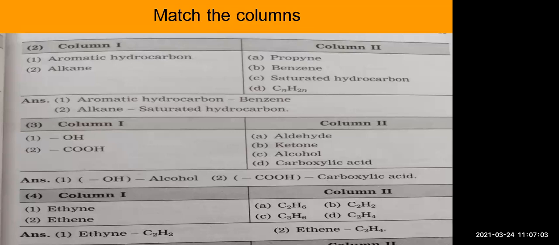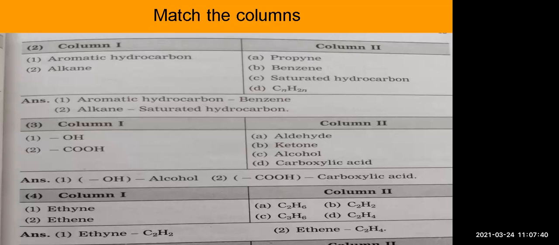Then comes the alkane. Now alkane means ANE, that is containing single bonds. It contains single bonds and the formula is CnH2n+2. Propyne is not an alkane because YNE is there and it is from the alkyne group. Benzene we consider for the aromatic hydrocarbon. The saturated hydrocarbon can be for the alkane, and CnH2n is not the formula for the alkane. So the correct option is saturated hydrocarbon containing single bonds.